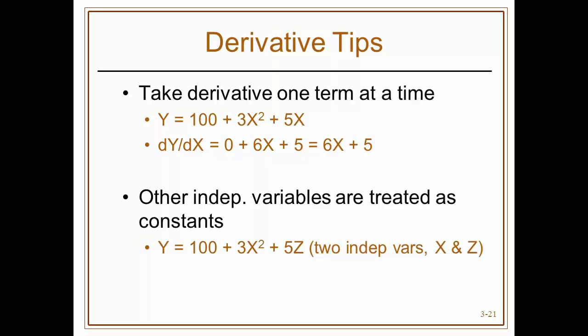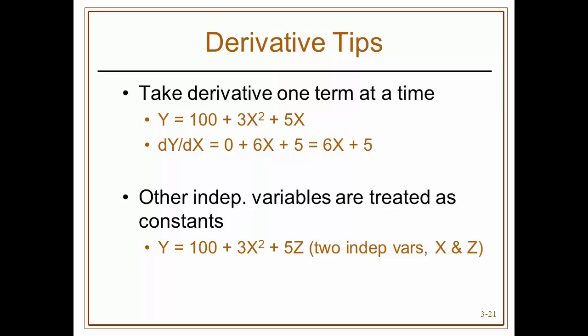If we look back at the demand functions we had before, the quantity demanded of an item depended on the price and the income and lots of other variables. So if I want to take the derivative of y with respect to x, I see there's this other variable z there. And what do I do with that?